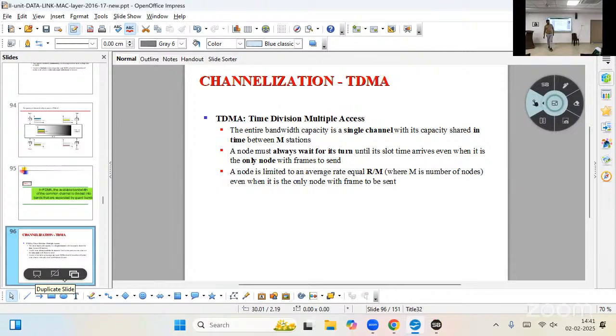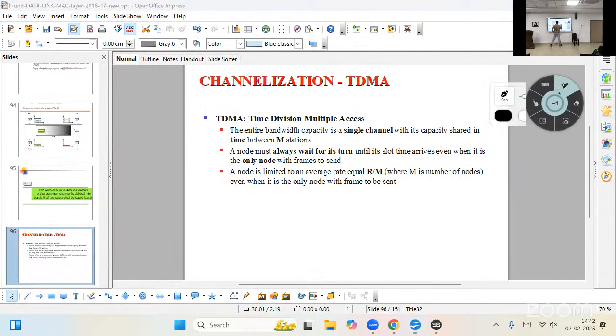TDMA. What is TDMA? Time division multiple access. What is time division multiple access? We are allocating a time slot, a particular time. Within that time, if they want to send the data, we have to wait some random amount of time, and after that we need to send. If you don't wait, the collision will happen. So we need to wait some amount of time, and again transmit the data. So here the time can be divided.